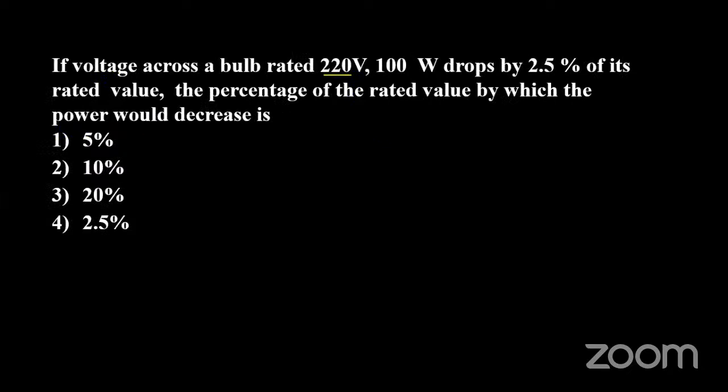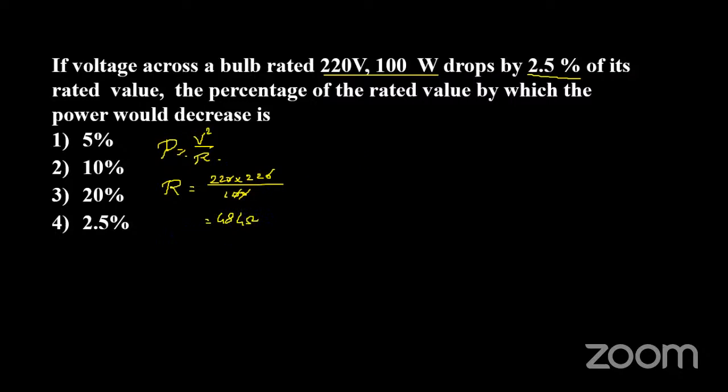Voltage across a bulb rated 200 volt 100 watt drops by 2.5% of the rated value. The percentage of the rated value by which power would decrease is asked. How much does the power decrease if it drops by 2.5%? Which formula do I use for power? Voltage is given, so it will be V square divided by R. Initially I had 220 volt, and power 100 is given, so R can be found. R is 220 into 220 divided by 100. So the 2 0 goes off. I have the resistance to be 484 ohm.